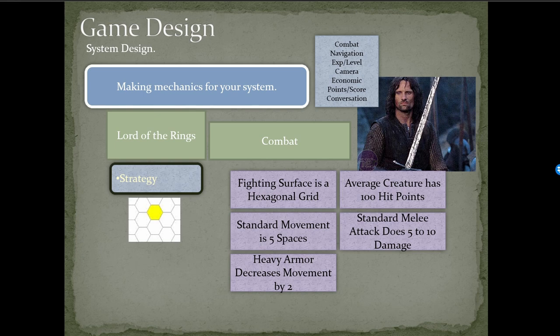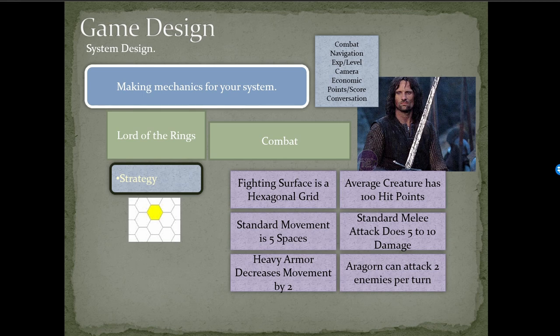In this case, we're going to go with a standard melee attack that does 5 to 10 damage. We're giving it a randomization factor in that it's a range. And then we're saying that basically any combat between two creatures can take 10 to 20 attacks in order to take down another creature, just on average. So these are very long, drawn-out combats, so focus firing is going to be important, things like that, and then you'll probably have big things like spells and stuff that do special things.